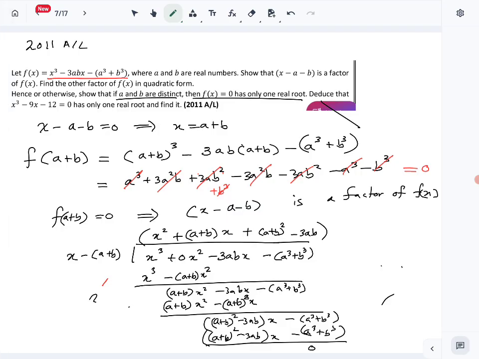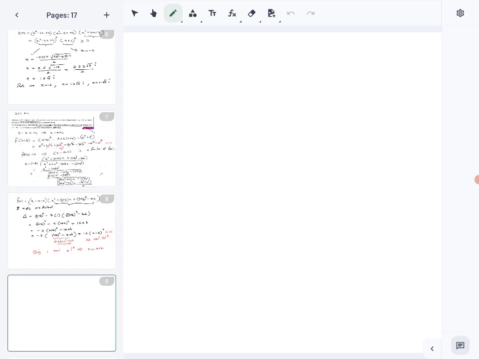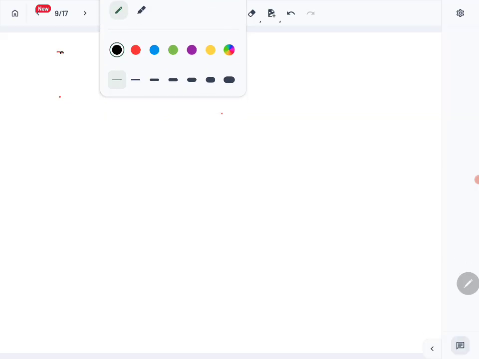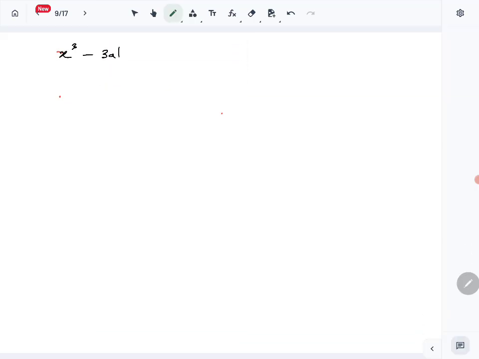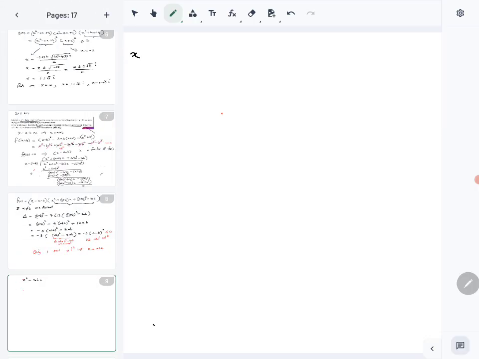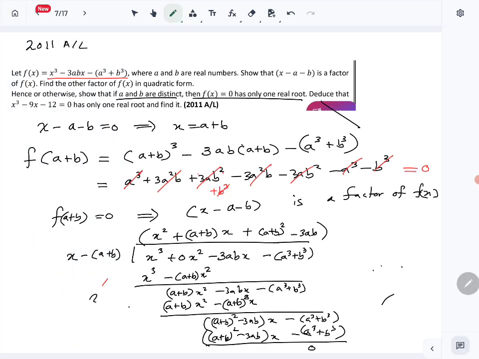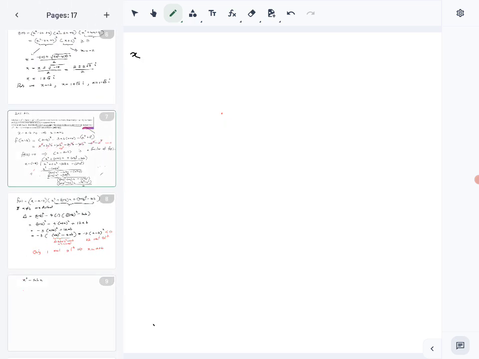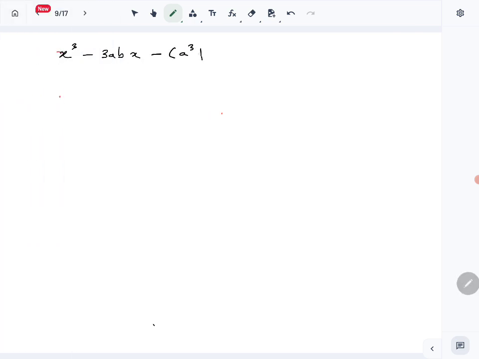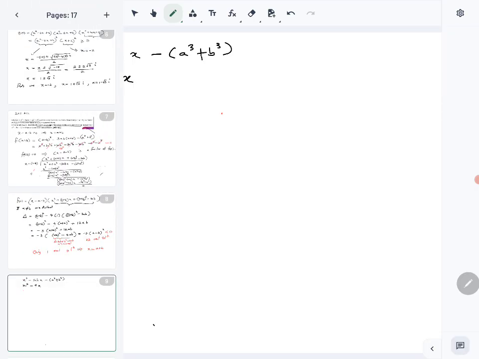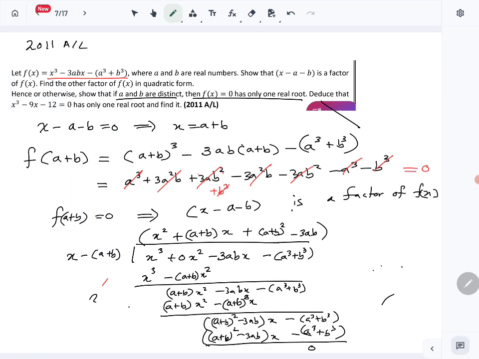So 3ab is equal to 9, right? So just compare them. We have x³ − 3abx − a³ − b³. Compare it with what is given to us, x³ − 9x − 12.